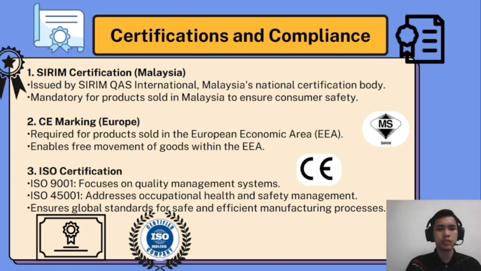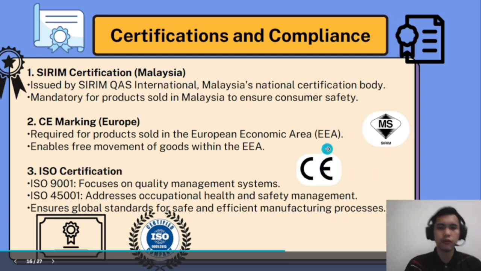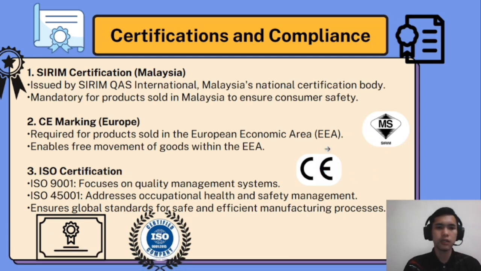And two is the CE marking for Europe. So this is the safety mark for the product in Europe. Also we can see it. It's required for products sold in the European Economic Area, or we can say EEA, and it enables free movement of goods within the EEA, or the European Economic Area.